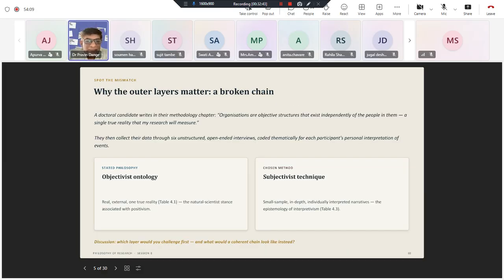Why does the outer layer matter? The broken chain. There is an example: a doctoral candidate writes in their methodology chapter that organizations are objective structures that exist independently of the people in them, a single true reality that my research will measure. That's what he states. And then they collect their data through six unstructured open-ended interviews, coded thematically for each participant's personal interpretation of events. Now there is a conflict. You could say that the ontology accepted is an objectivist ontology, whereas the technique used is a subjectivist technique, right? So this inconsistency should not be there.